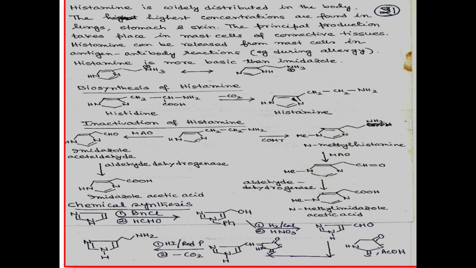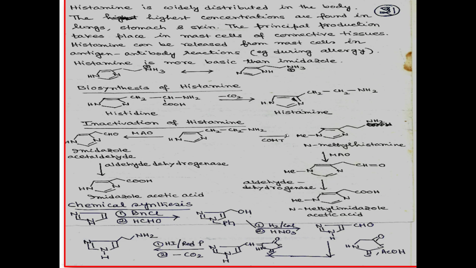Now see, when histamine reacts with monoamine oxidase, the primary amine becomes an imine, and the imine undergoes hydrolysis. So we get CH2CHO, meaning imidazole acetaldehyde. One hydrogen of acetaldehyde gets replaced by imidazole, and then aldehyde dehydrogenase means it will undergo oxidation and we will end up with imidazole acetic acid. This is the inactive form of histamine.